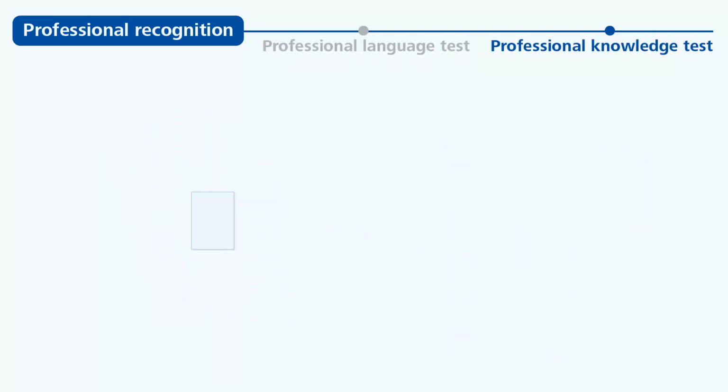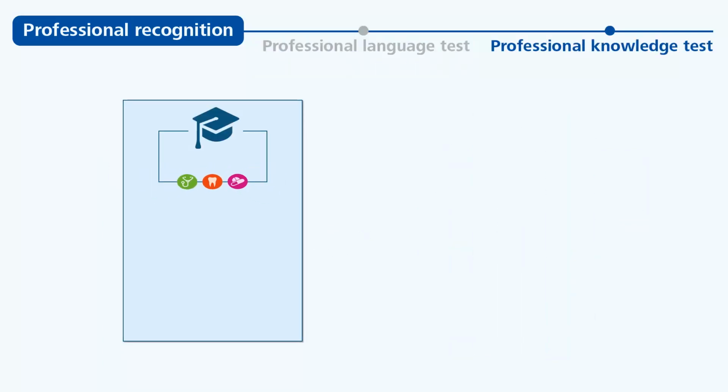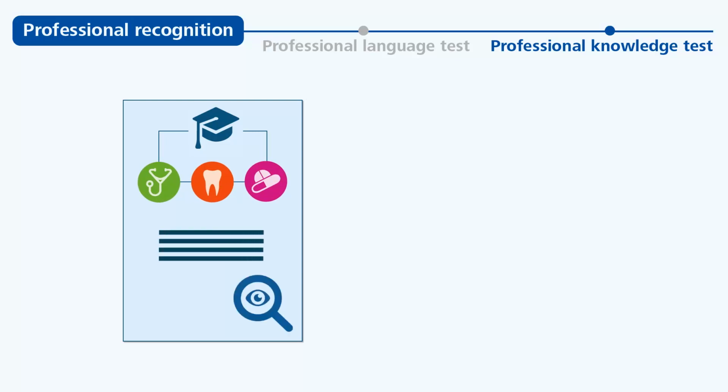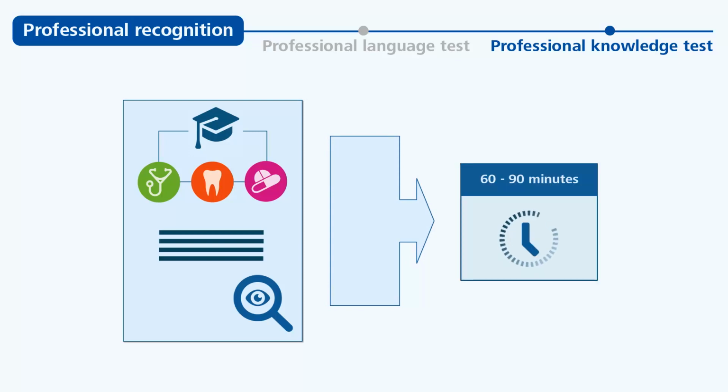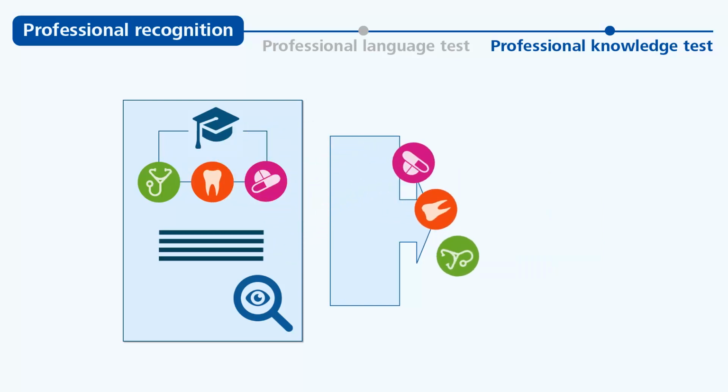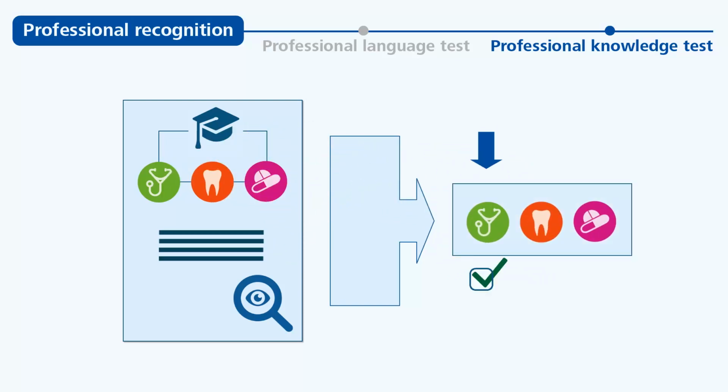Professional knowledge test. In the professional knowledge test, your professional knowledge is tested. The professional knowledge test is an individual or group test with a duration of 60 to 90 minutes per test. In general, you will be tested in the relevant subject areas and cross-sectional areas of the respective academic health profession.